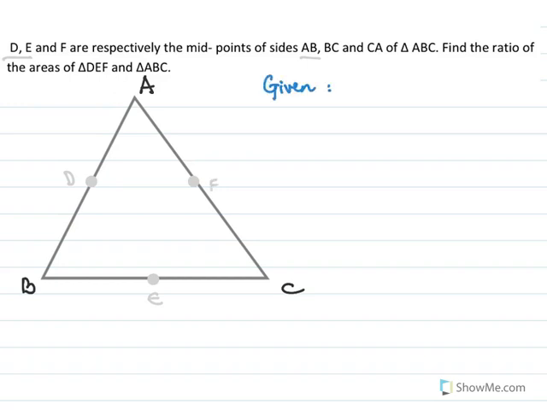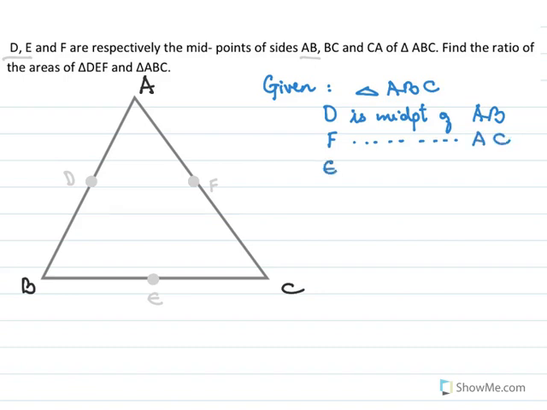So in the statement, write: given triangle ABC, D is the midpoint of AB, then F is again the midpoint of AC. We've got to write it in words though. E is the midpoint of BC.